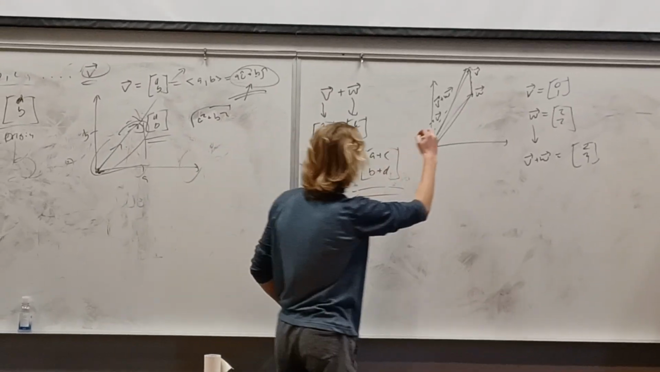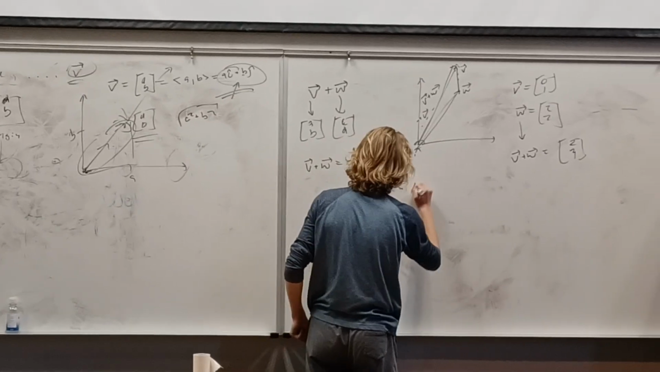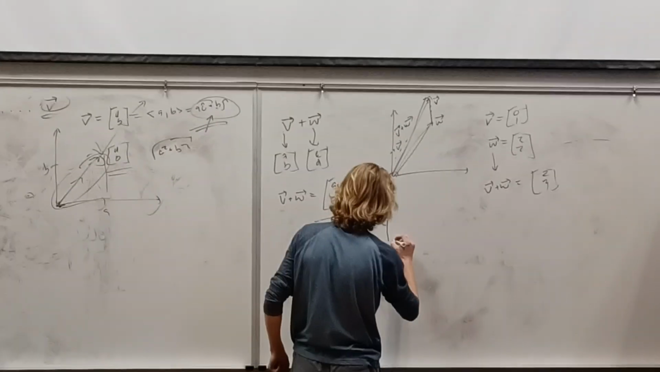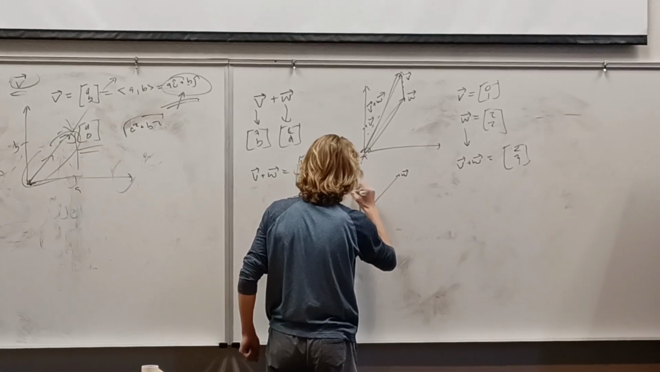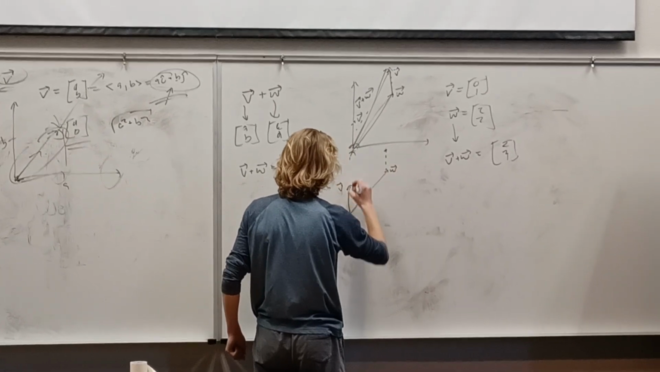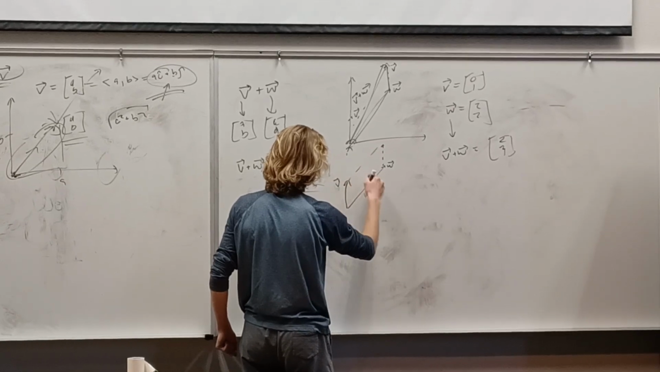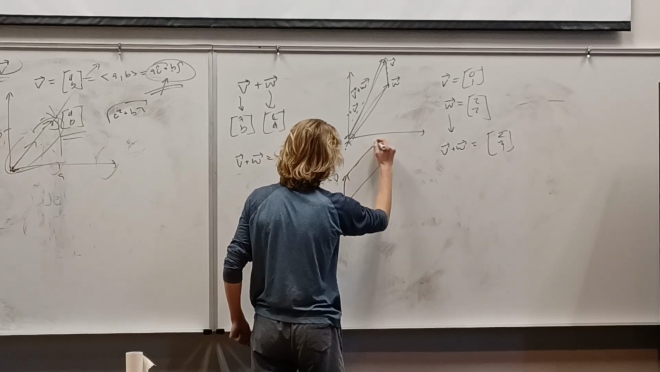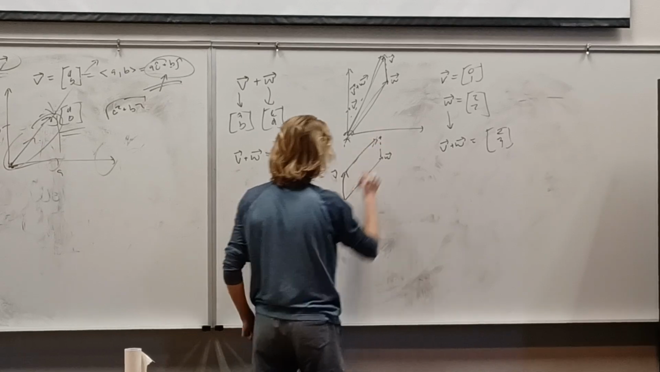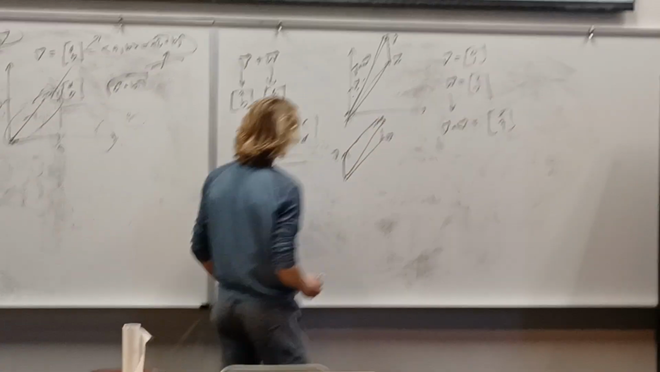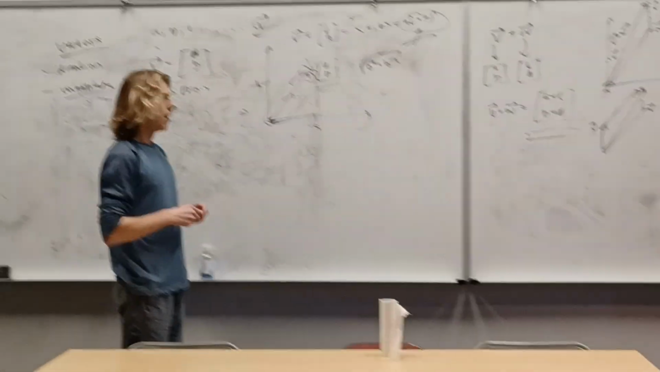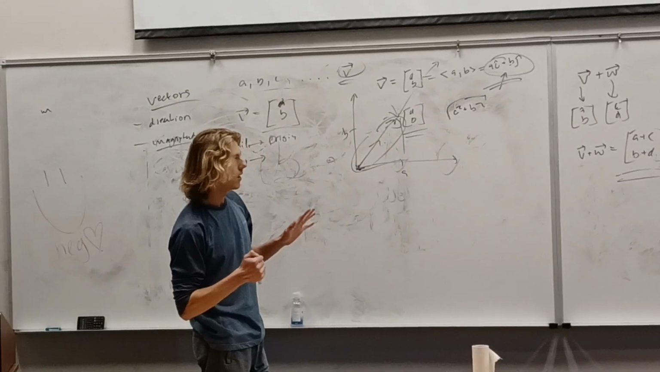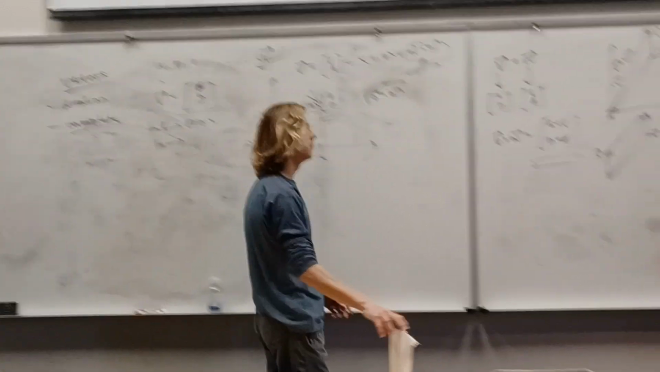I'm actually going to draw this out again. So here's v, and here's w. We can either do this, and we get this, or we can do this, and just get the exact same answer. And so here's our final vector. It just creates a parallelogram. So that's the general idea of adding vectors.